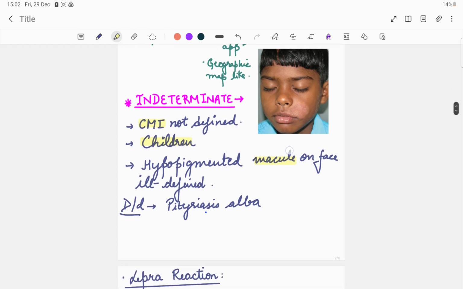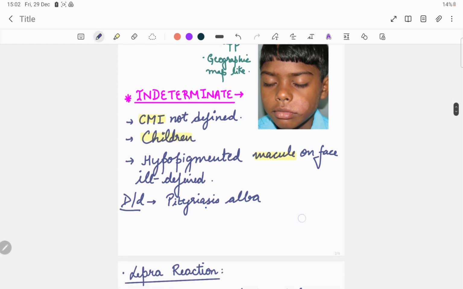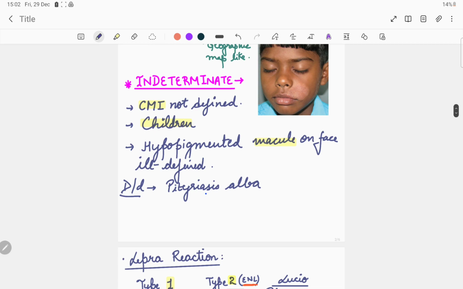So how will you differentiate on seeing this lesion? It's very close to the appearance of pityriasis alba type of lesion. So how will you be able to differentiate between these two is the presence of scaling. If the scaling is present, it's more in favor of pityriasis alba, but if the scaling is absent, then it is more in favor of your indeterminate leprosy.